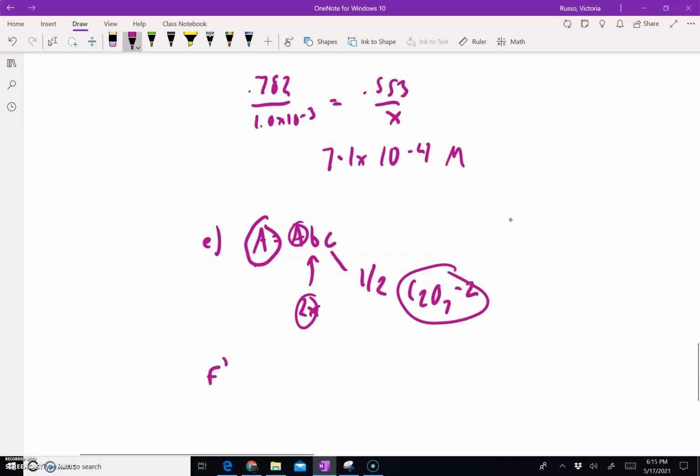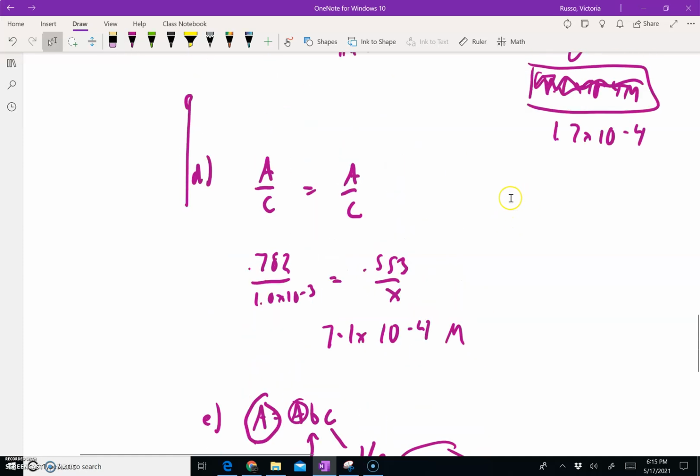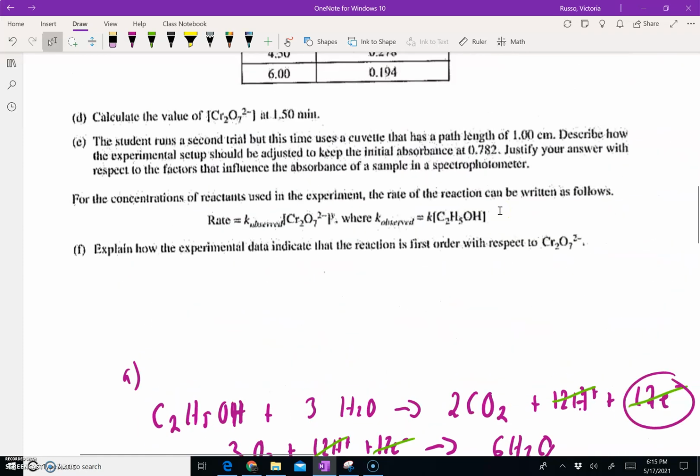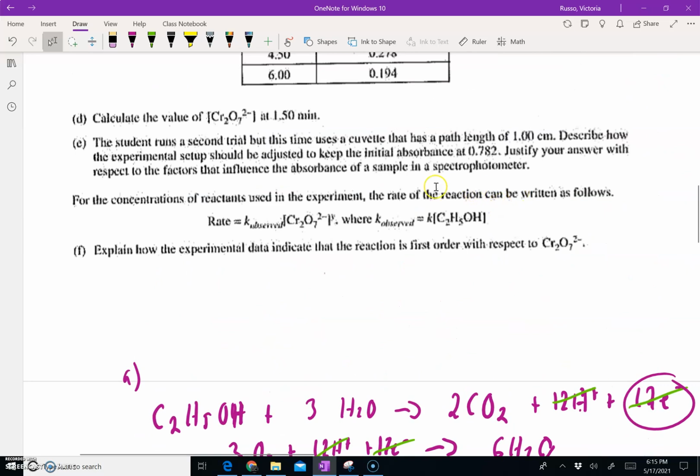And then last but not least, F, which is a kinetics question. So for the concentration of reactants used in the experiment, the rate of the reaction can be written as follows. Explain how the experimental data indicates that the reaction is first order with respect to Cr2O7 minus 2. So there are no lines or graphs here, so the only way to tell something is first order is to look at the half-life. And if you remember, the half-life is constant.